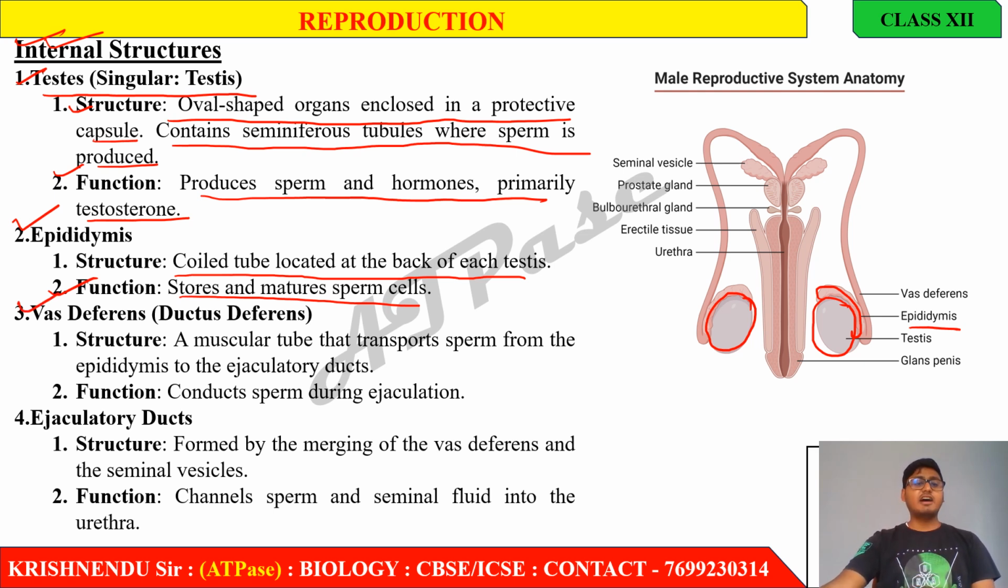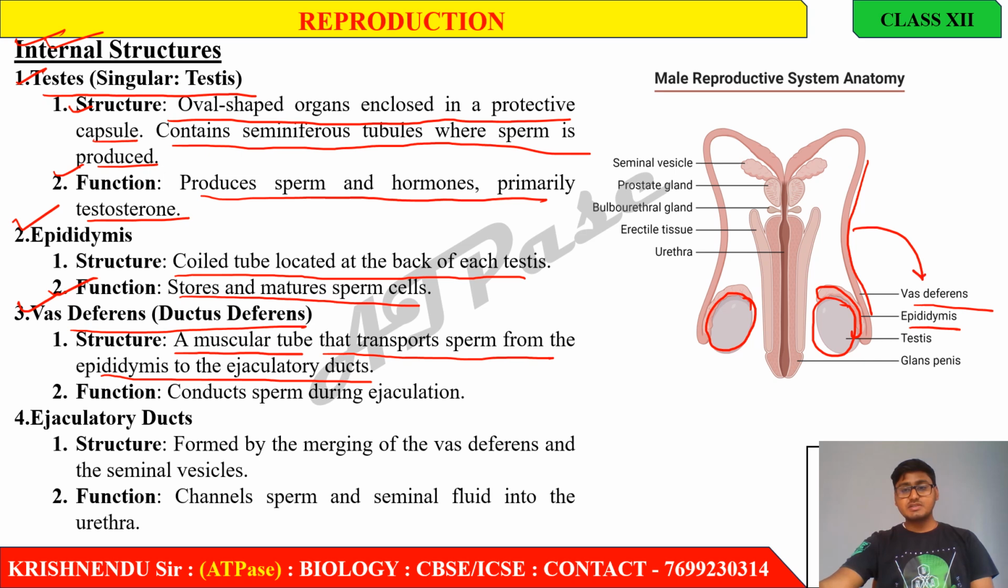Next, the vas deferens, also known as the ductus deferens. The structure of the vas deferens is a muscular tube that transports sperm from the epididymis to the ejaculatory duct. What is the vas deferens? This is the vas deferens. You can see the muscular tube here. This is known as the vas deferens.